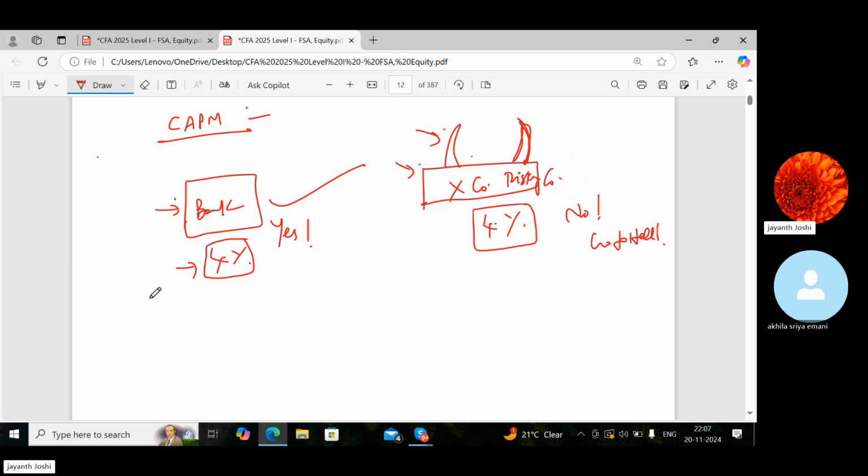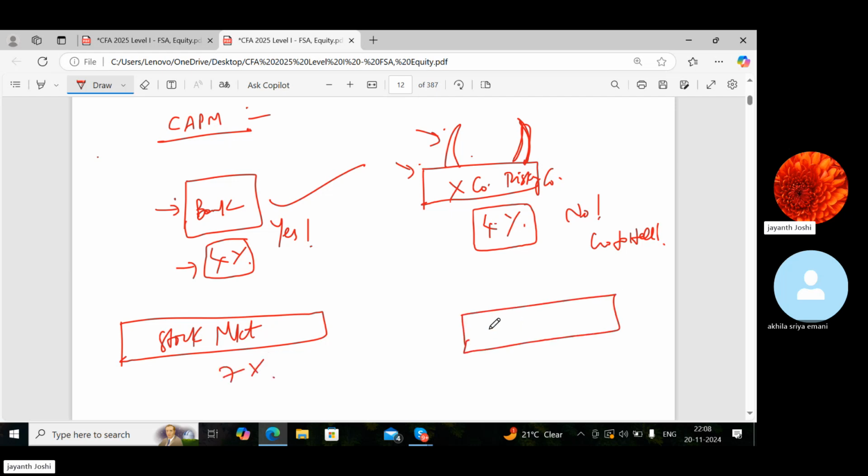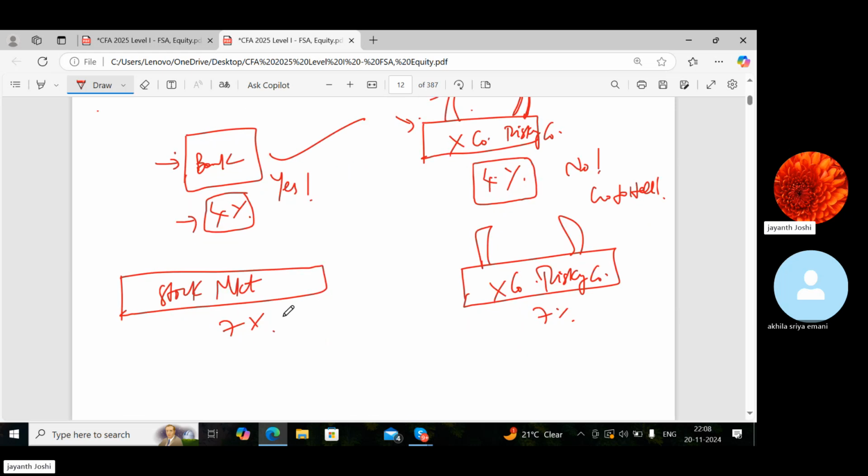Okay. Now, secondly, I'll speak about the stock market. Let's say I am holding an index stock, which is a combination of 30 companies, Bombay Stock Exchange I'm speaking about. Stock market is giving me 7%. Again, this X company, which is a risky company, is giving me 7%. I will say yes to this and I'll say no to this and tell it to go to hell. But why? Because I'm taking very high risk and I'm getting 7% here.